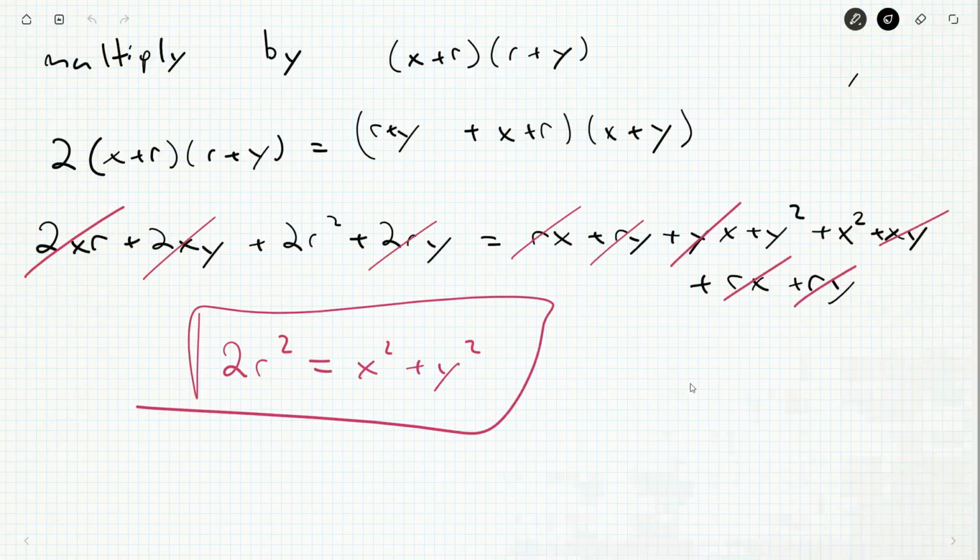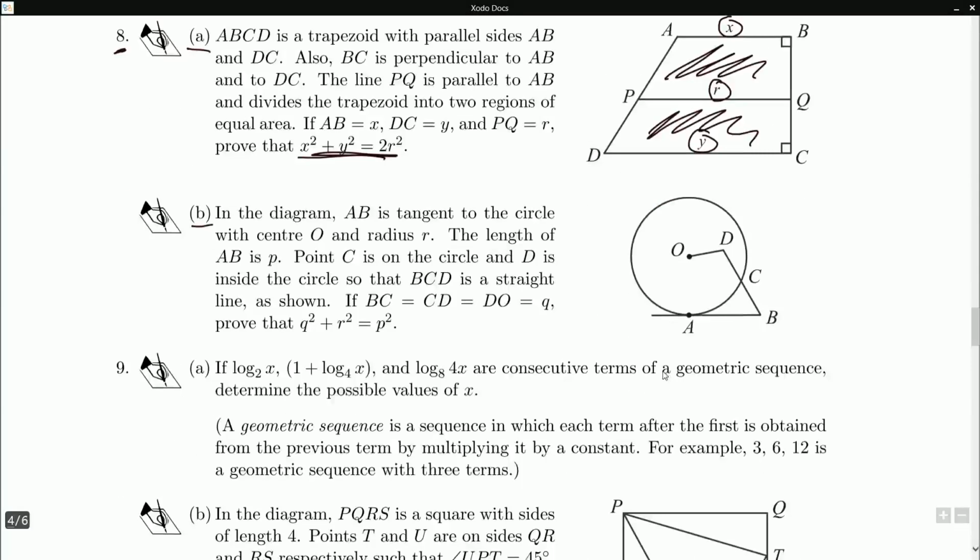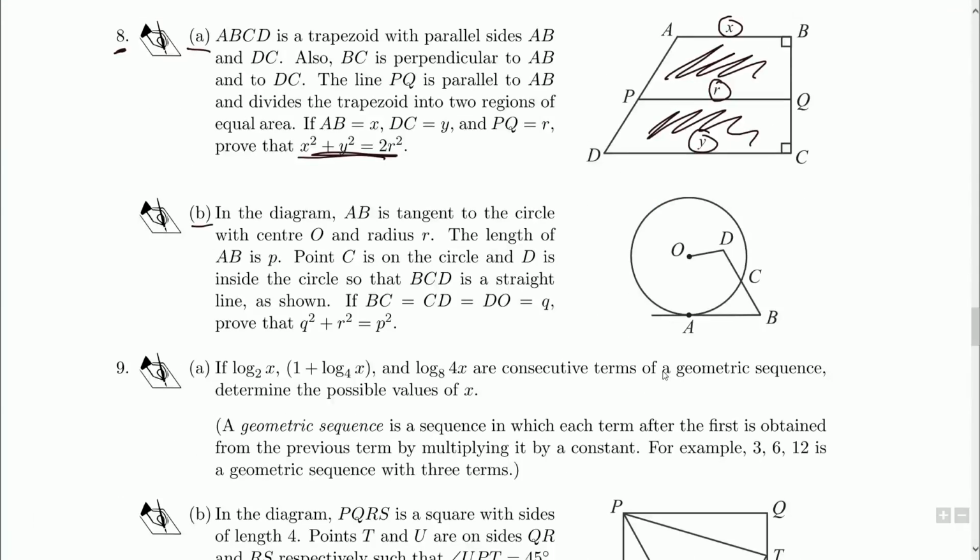What have we got for B part? A circle here. Alright, in the diagram, AB is tangent to the circle, so immediately, without reading any more, I'm drawing a perpendicular with the radius there. To the circle with center O and radius R. Okay, the length of AB is P. Point C is on the circle. D isn't. D is inside the circle so that BCD is a straight line.